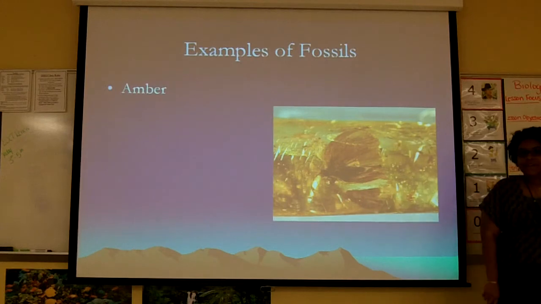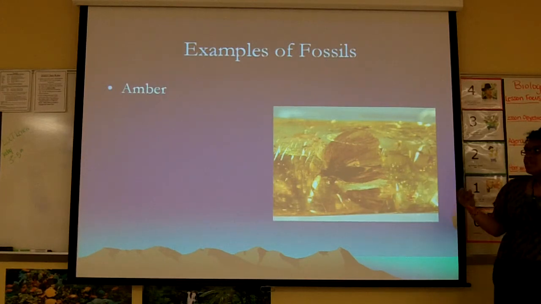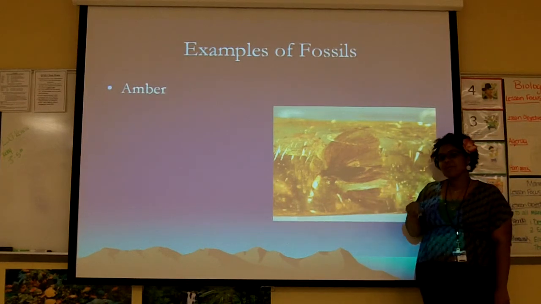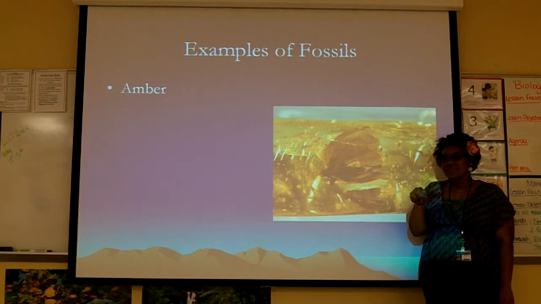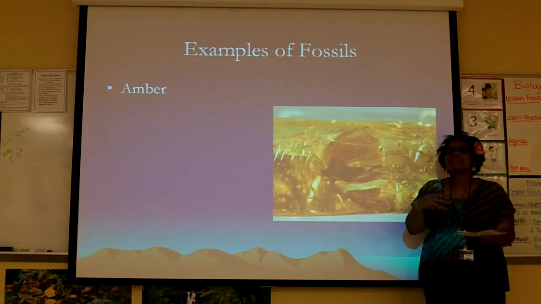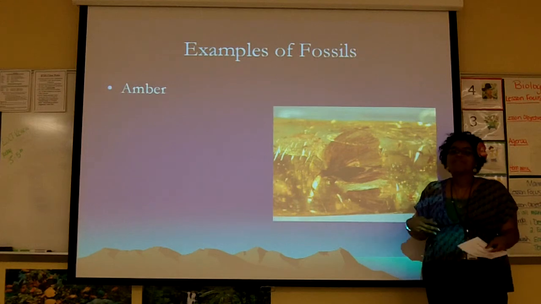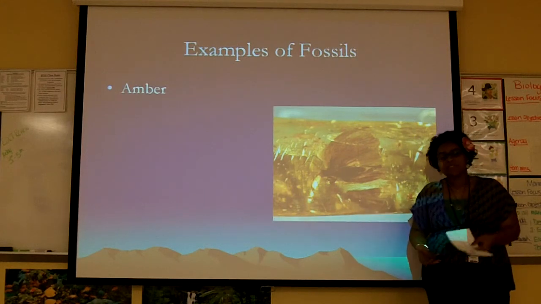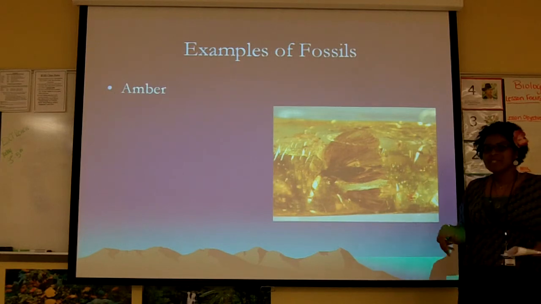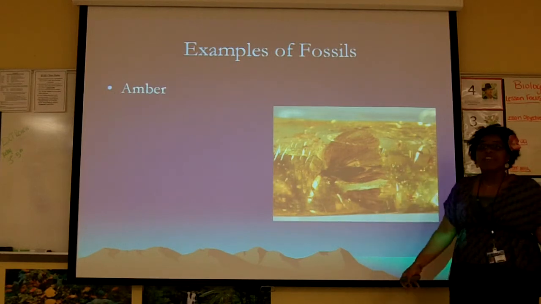But examples of fossils. So we have amber, which is like a fossilized tree sap. Best example I can give you of amber is if you've ever seen Jurassic Park. They have the mosquito that was in the amber. They extract the DNA from the mosquito, because of course mosquitoes have always been blood drinkers. It happens to have the blood of a dinosaur within the mosquito, and then we were able to create Jurassic Park.